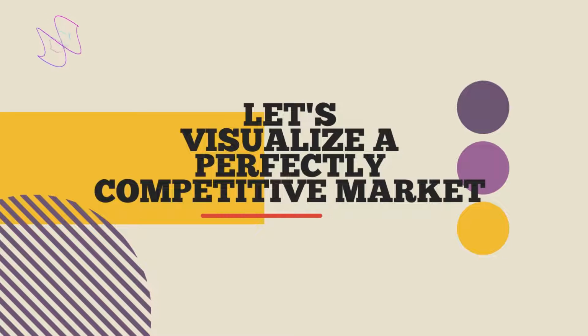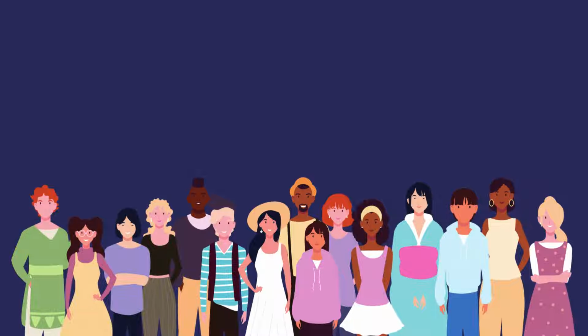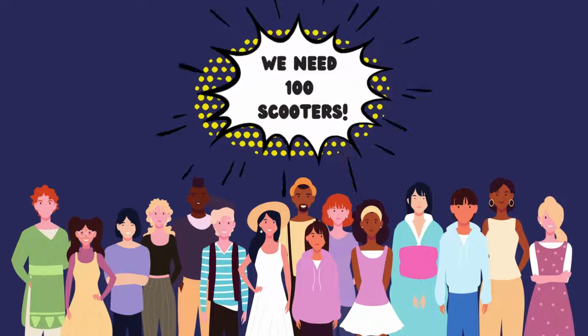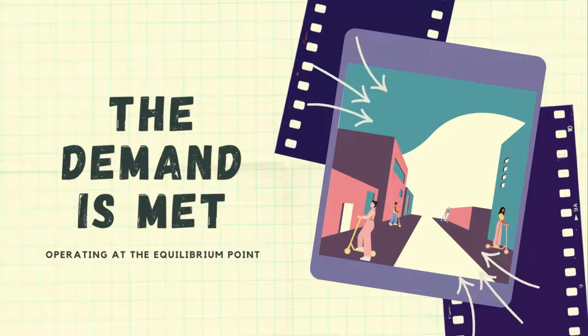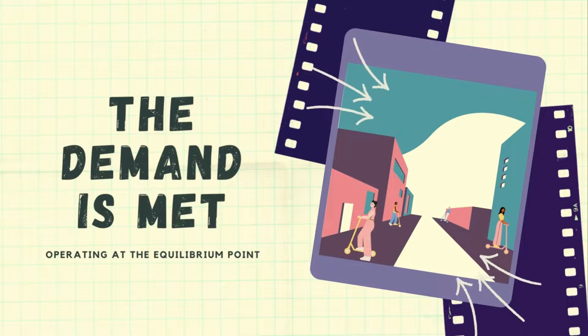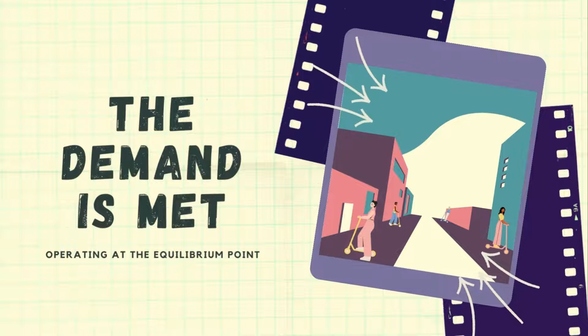Now, let's visualize an example. Let's say we have a population of people in a city. These people demanded 100 e-scooters to help with making transit around the city more affordable. In our first example, let's say we are able to supply the 100 e-scooters demanded by the population. So what does that look like in our graph?